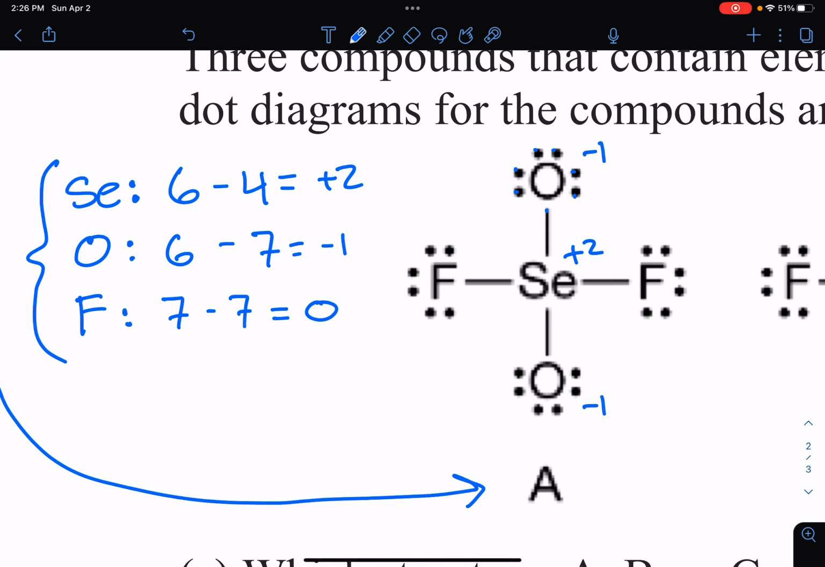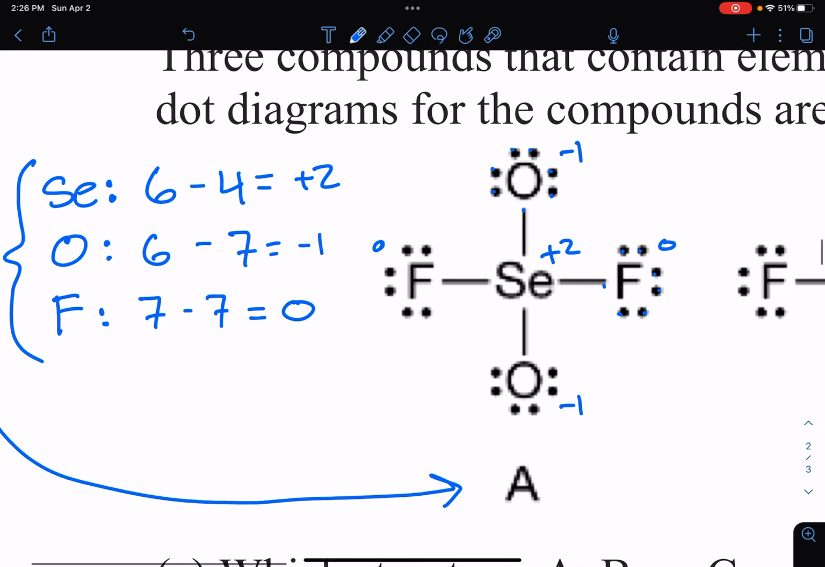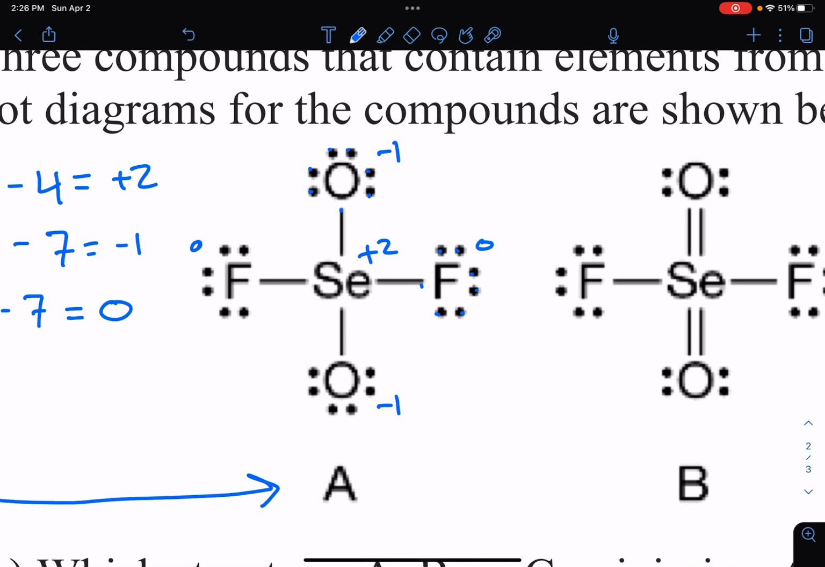The fluorines are supposed to have 7 valence electrons, and we've placed 7. 1, 2, 3, 4, 5, 6, 7. So that means each of the fluorines have a 0 formal charge. So we've got a lot of formal charges going on in this structure. 3 of the atoms have a formal charge. Yes, overall it adds up to 0, but we don't care about that in this moment.